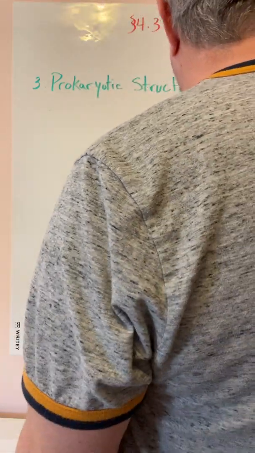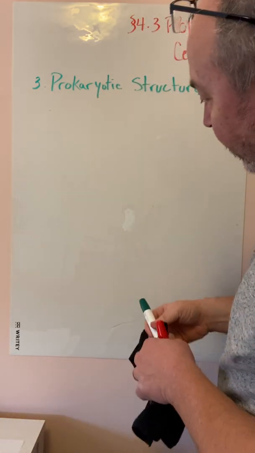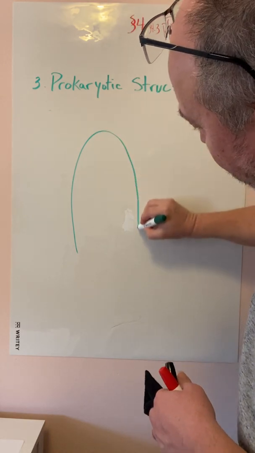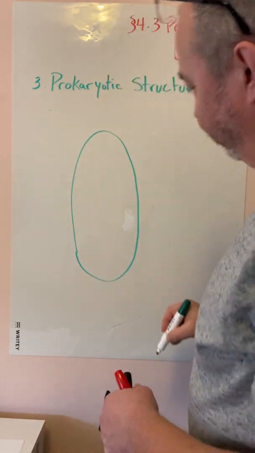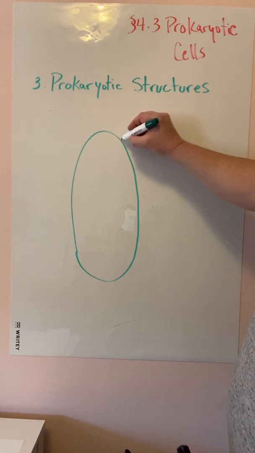So let's begin. I'm going to do the plasma membrane in green. This is a structure you already know. Typically, when we think of bacteria, we think of these rod-like cells, but they come in all different sorts of forms. So this is my plasma membrane.